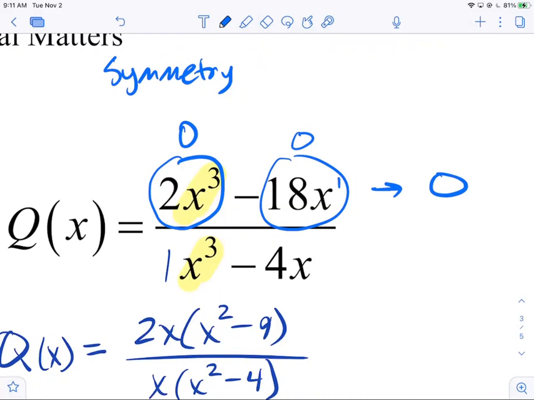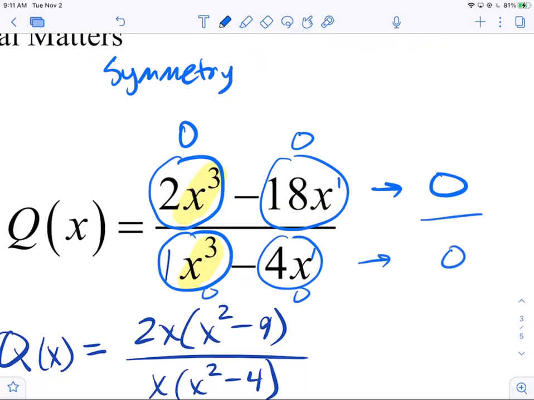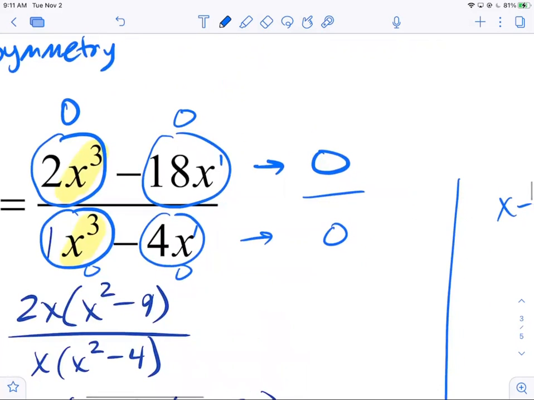In the bottom, you have an x cubed, which is an odd term, and a 4x to the first, which is an odd term. So the bottom is also an odd function. What's an odd divided by an odd? It's like a negative divided by a negative, which would be positive, which remember, odds act like negatives and evens act like positives. So an odd divided by an odd is an even function, and an even function does have y-axis symmetry.